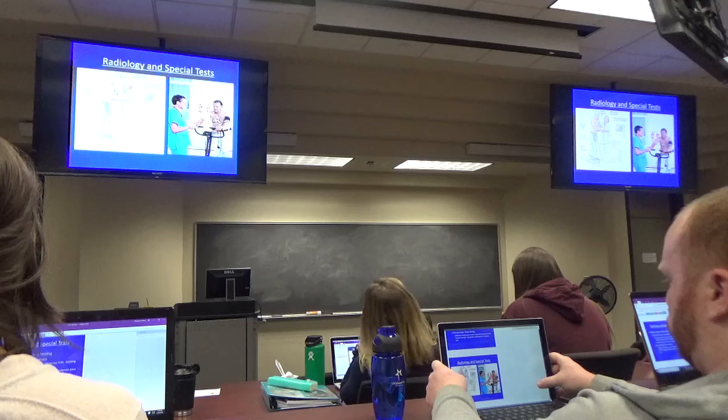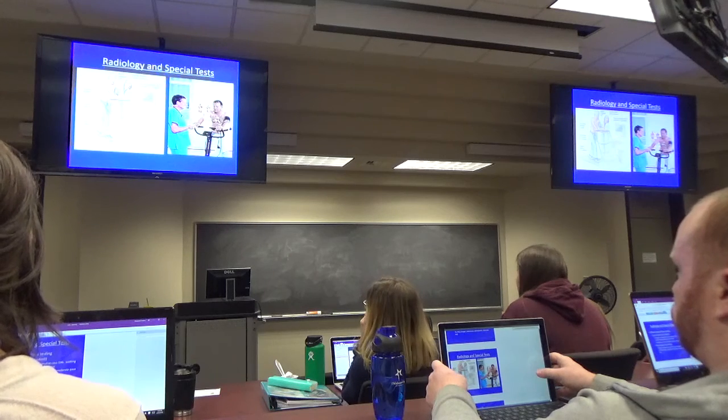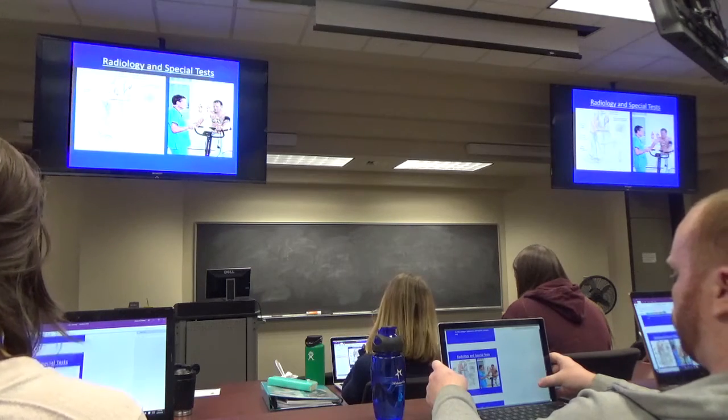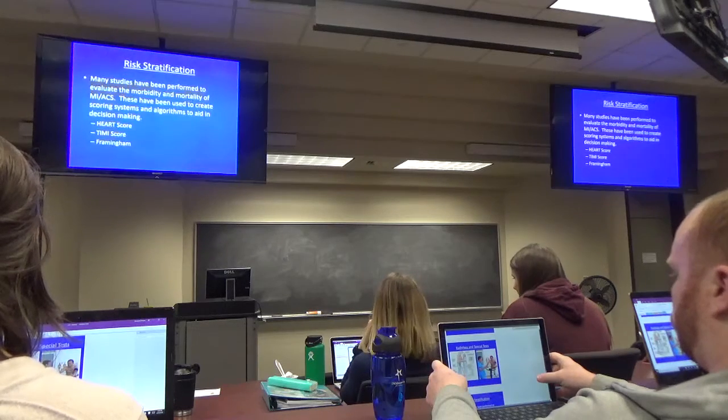So, yeah, there's some old dude walking on a treadmill. God, these pictures are so old. But it's so hard to find them. I mean, it's like, anyways.